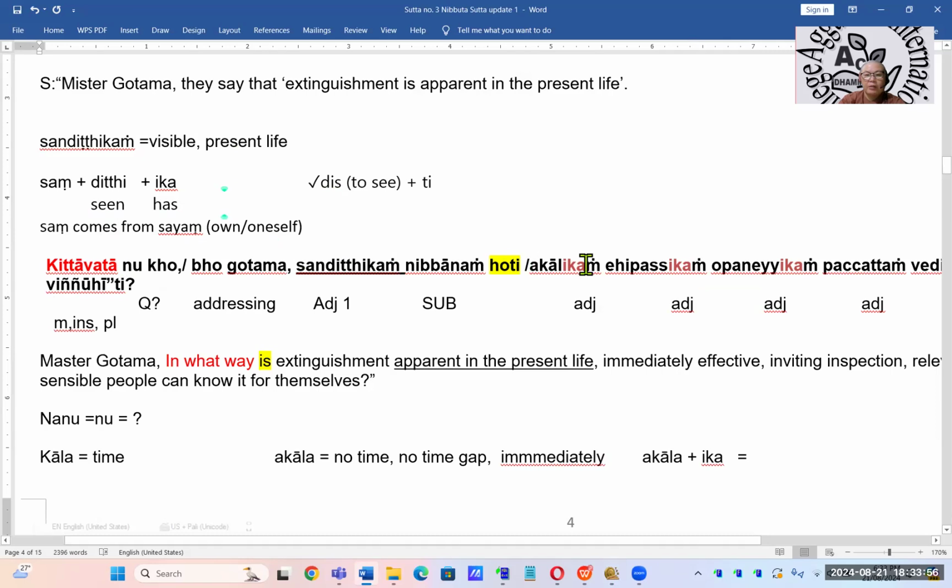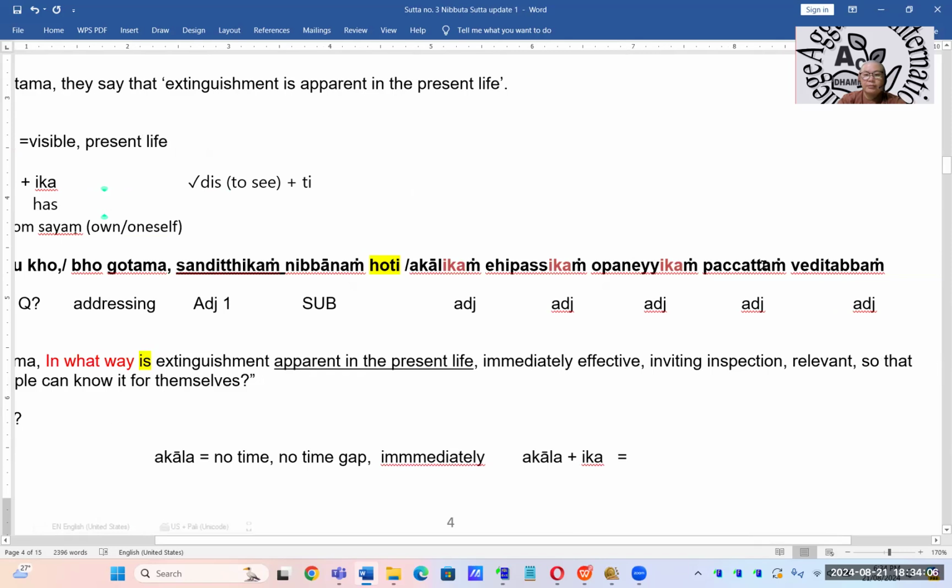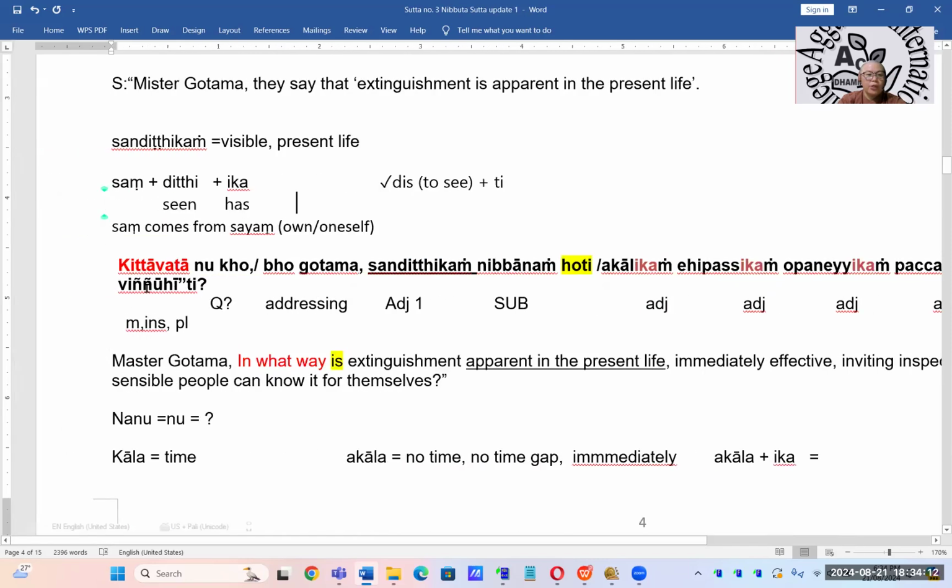Nibbana. All right. Akalikam, immediately effective. Ehipasikam, inviting you to come and see. Okay, now opanikam, later I will explain. Paccattam, by oneself. Veditabbo should be known by the wise. All right. Okay, now Nibbana.